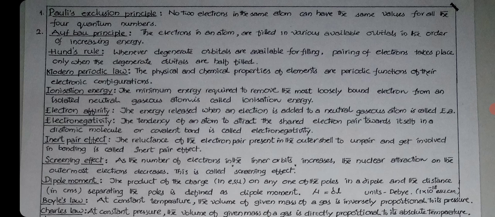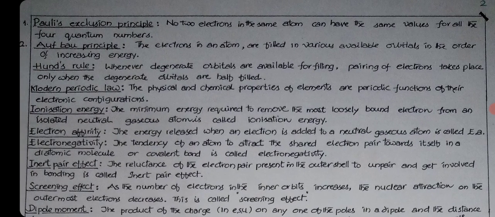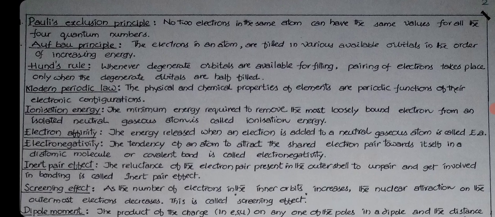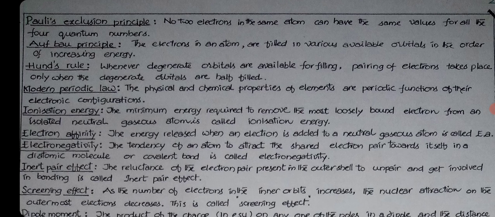Here we'll go with some important definitions, constants, names of first year chemistry all together in a very short class. Pauli's exclusion principle: No two electrons in the same atom can have the same values for all the four quantum numbers. Or you can say an orbital can accumulate a maximum of two electrons with opposite spins.